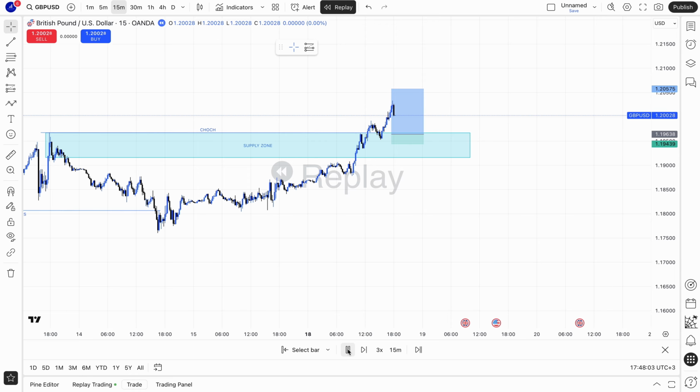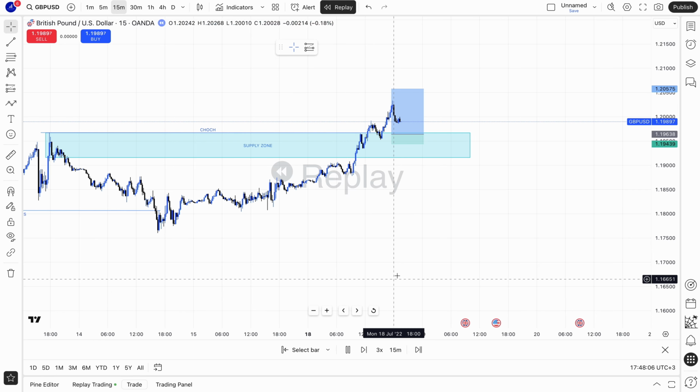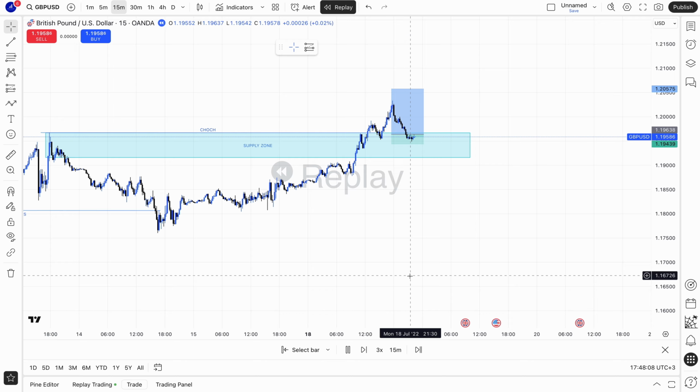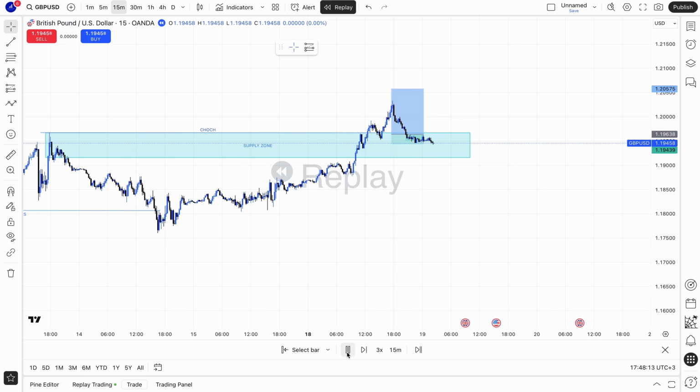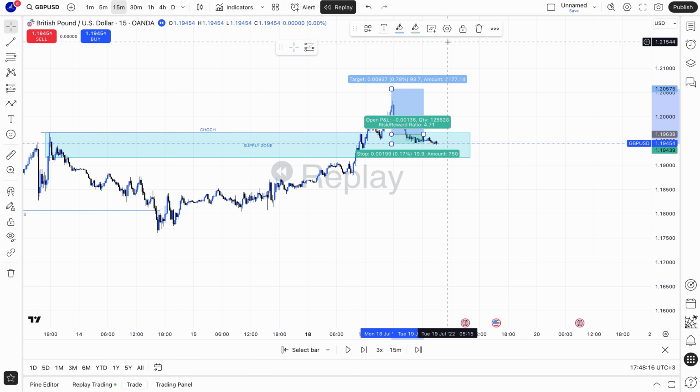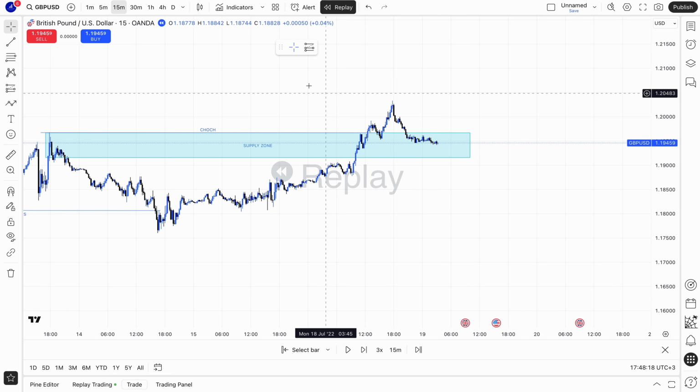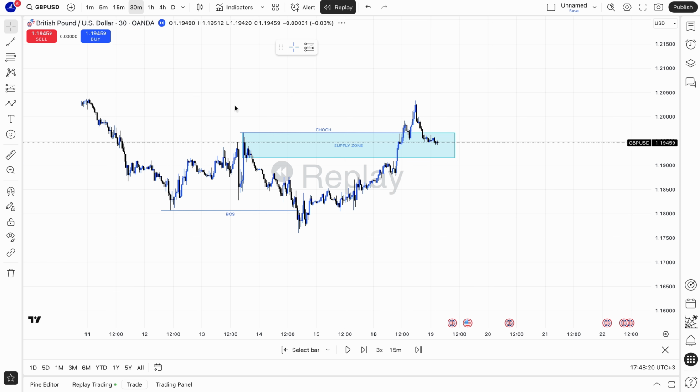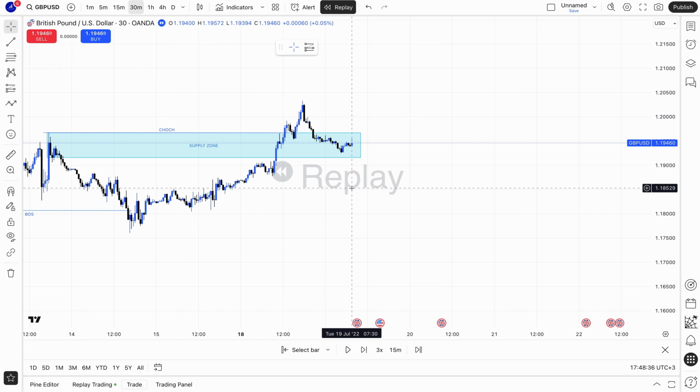We didn't get that tag, and this is always okay. Because that tag came late, it's not advisable to take a trade at that time. And even me myself, I couldn't take that trade because of the time. London session was closed, New York session was closed. So what time is this? Still late in the morning.